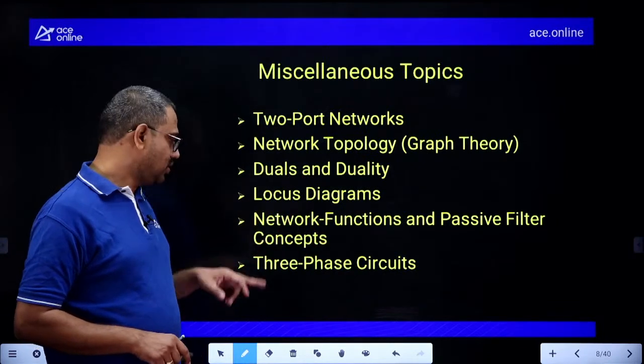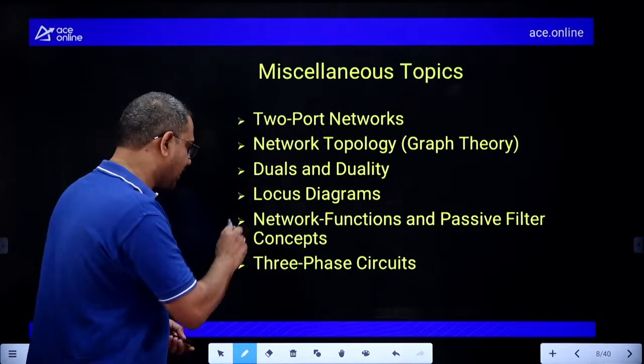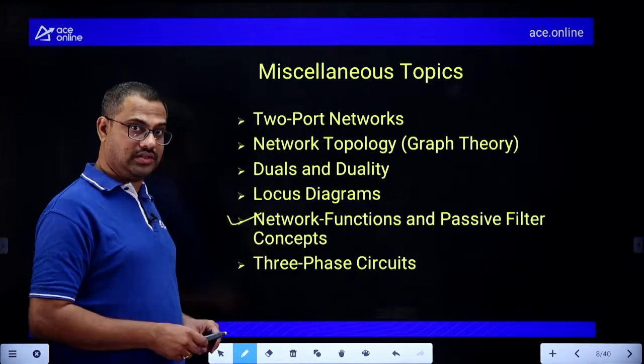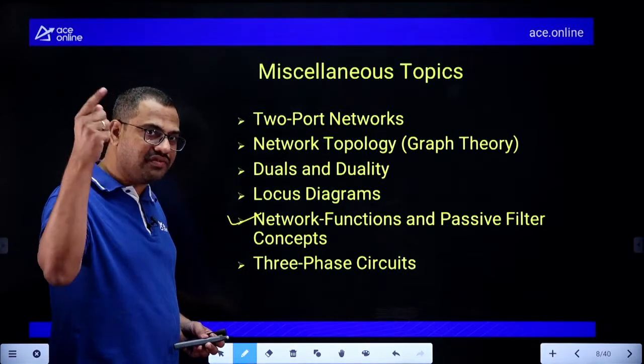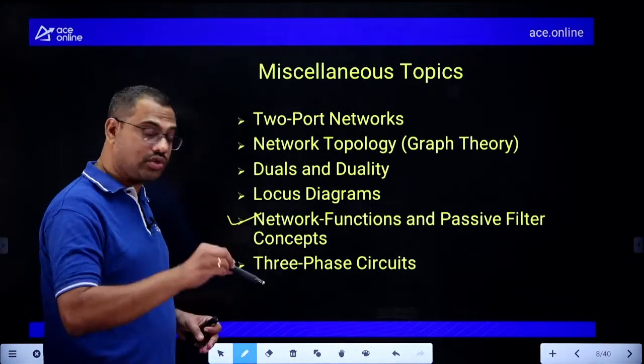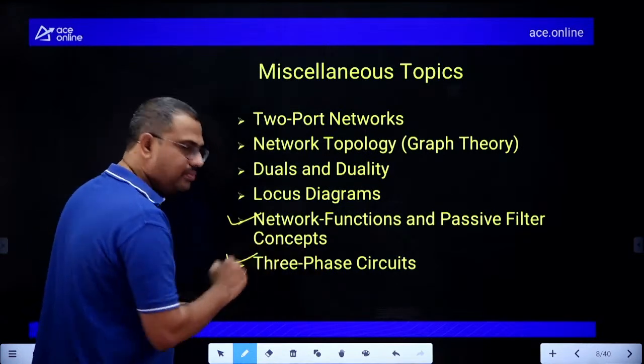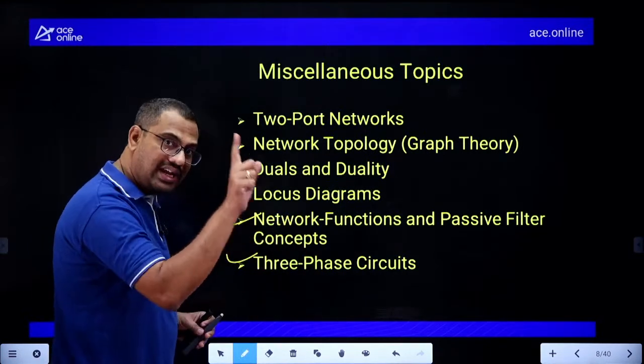Then locus diagrams. Okay, network functions and patterns. Now this is there only for IES, please. That too for ECE students. It is not there for electrical, because frequency domain is more important for ECE. Then three-phase is exclusive for EEE. This is special for EEE. This is special for ECE only in IES.